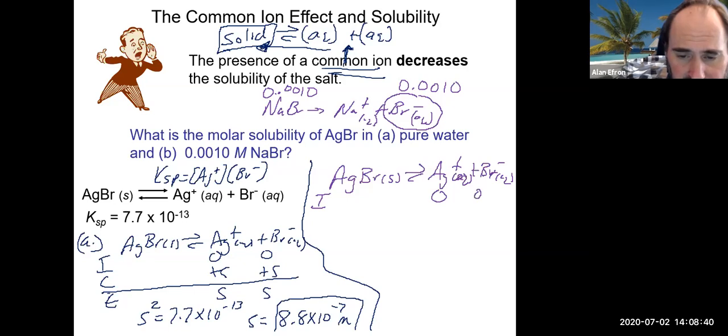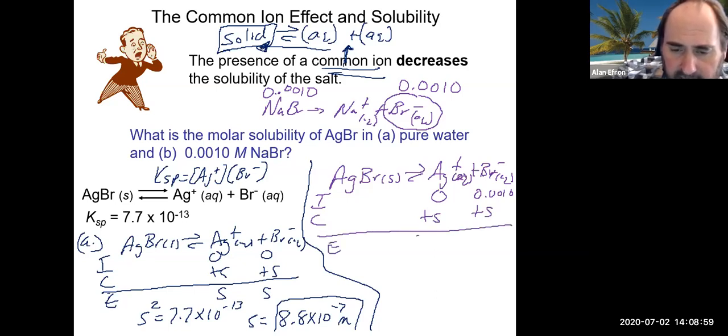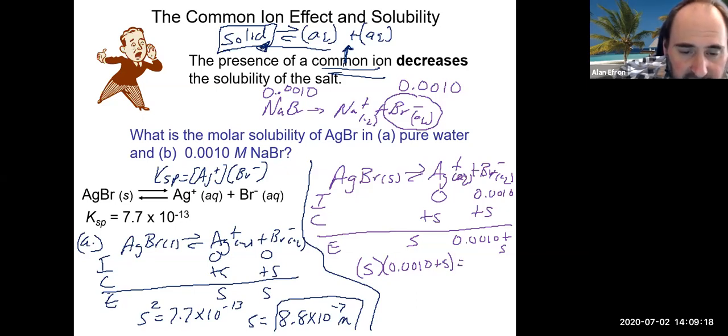So the importance here is kind of like when you do a table for a buffer, you've got to actually have a number there. And in this case, we do have 0.001. Change is going to be the same, plus S, which means at equilibrium, we're going to have S and 0.001 plus S in this case. So just like we did on the left there, we go to our KSP, which gives us S times 0.001 plus S equals our KSP value, which is the same value, 7.7 times 10 to the minus 13.